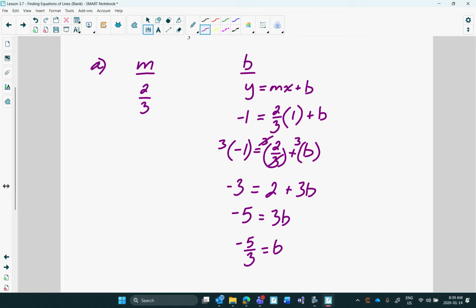So now we take these two and write the equation of the line. y equals slope, 2/3 times x, plus y-intercept b, which is -5/3. Same steps every time.